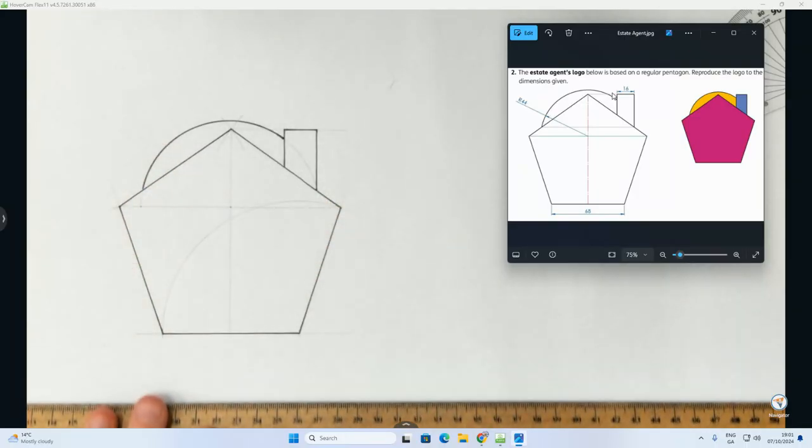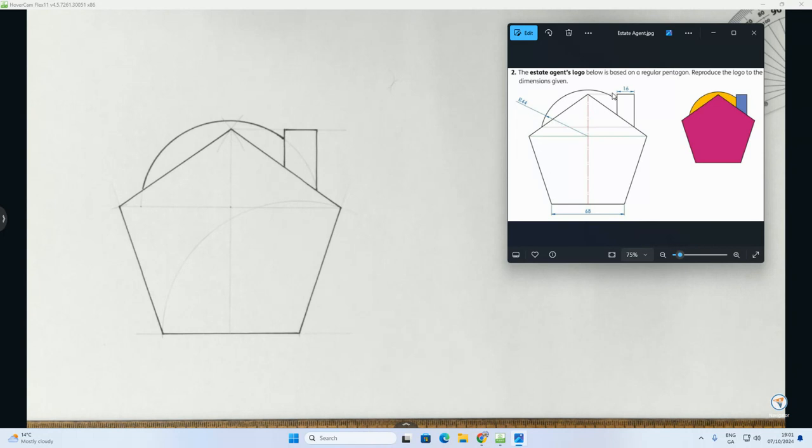So there you have it, folks. That there is the estate agent logo based on the principle of a pentagon, which comes under the topic of polygons and junior cycle graphics. Hope you found that helpful.